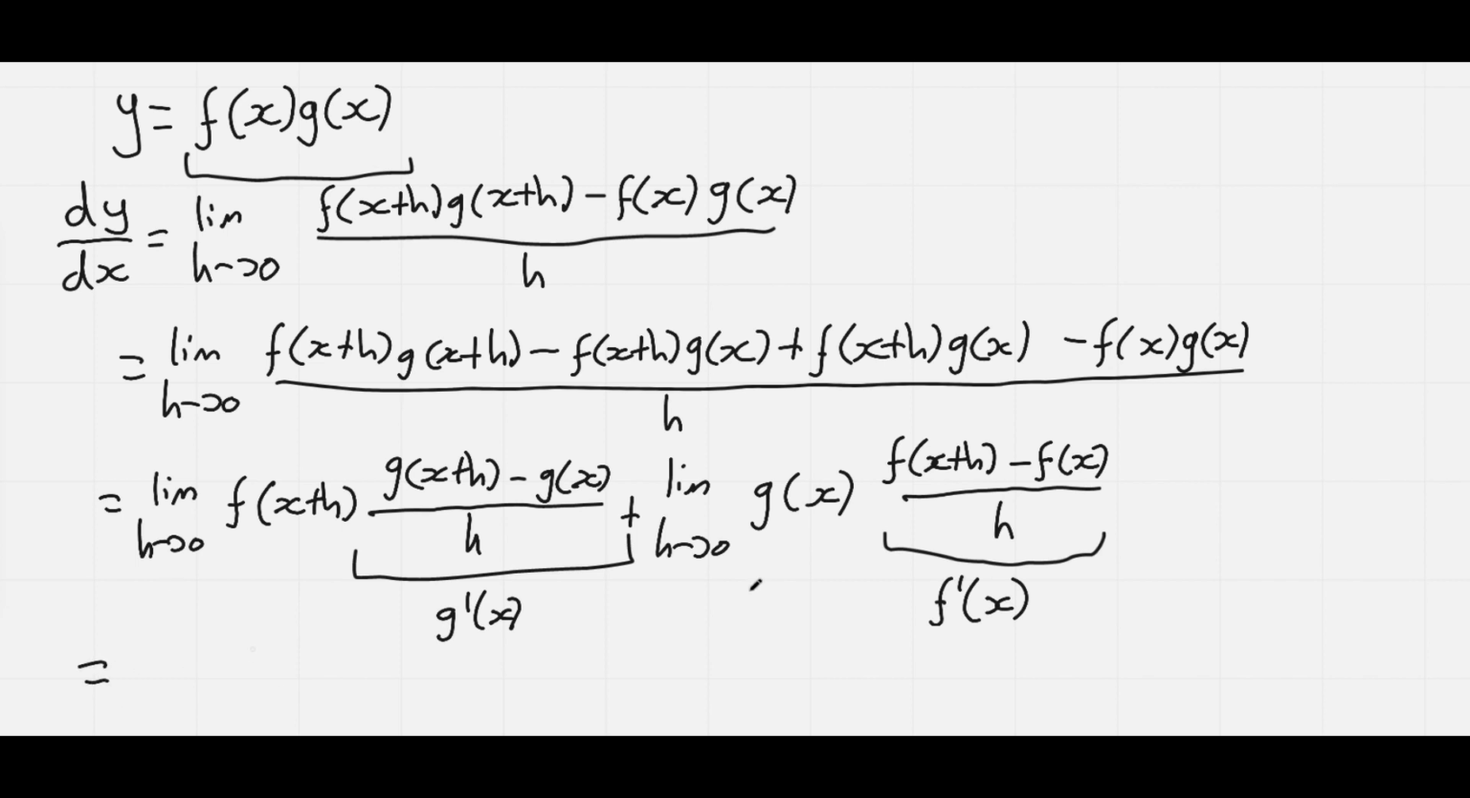Which means when I evaluate my limit, I'm going to be left with f of x, g prime of x, plus g of x, f prime of x. This is what we call the product rule. When I have two functions multiplied together, the derivative is going to be, first of all, one function stays the same, multiplied by the derivative of the other, plus the other function stays the same, multiplied by the derivative of the first.